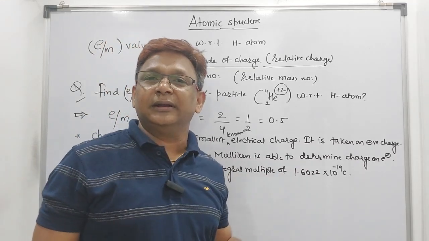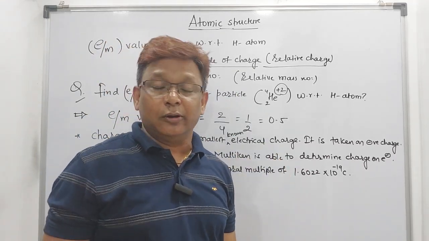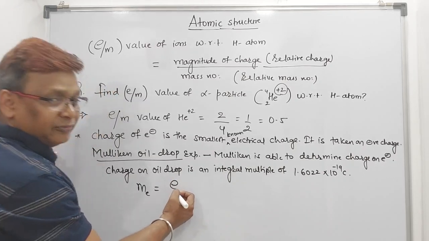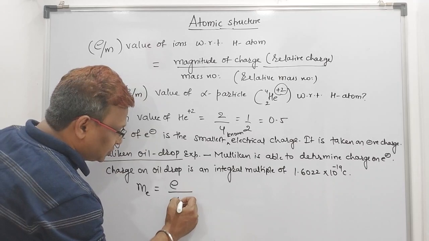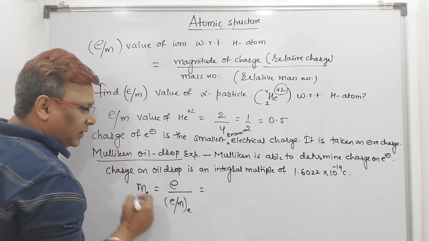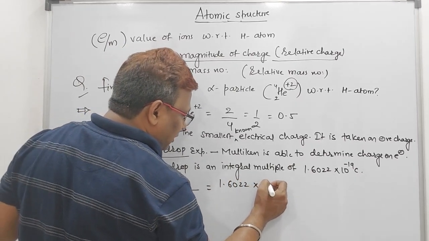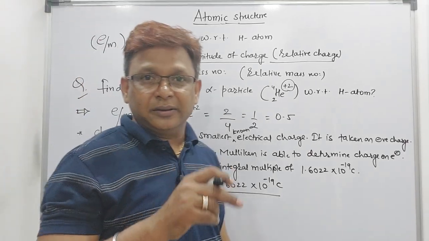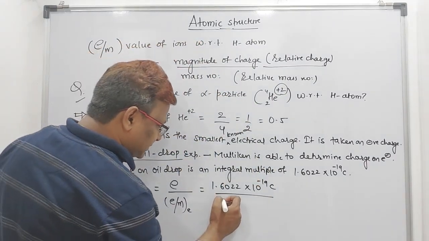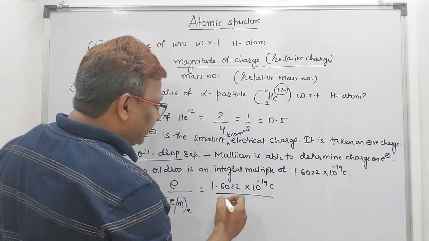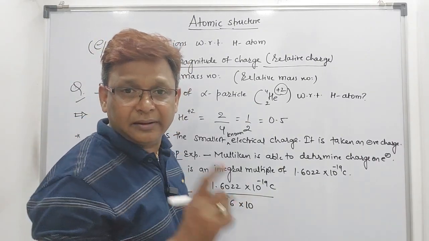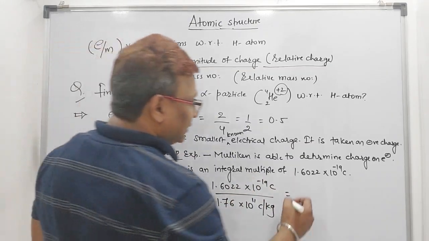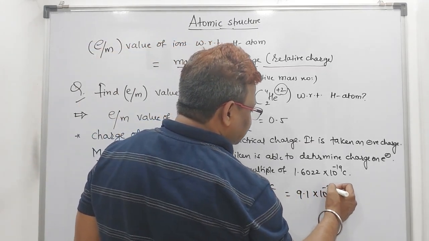Actually, these things we are going to learn in detail. In physics, it is given in the Millikan oil drop experiment. The mass of the electron is obtained from the charge of the electron divided by the e/m ratio of the electron. The charge on the electron is 1.6022 × 10^-19 coulomb. The e/m ratio, which we saw previously, is 1.76 × 10^11 coulomb per kg. If you solve these values, we get 9.1 × 10^-31 kg.